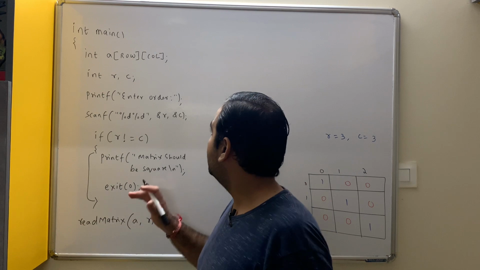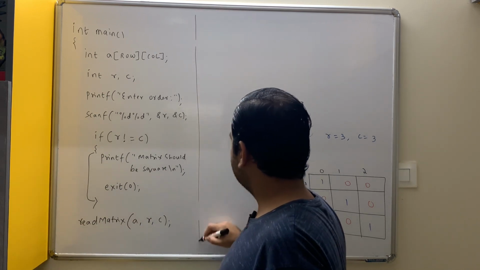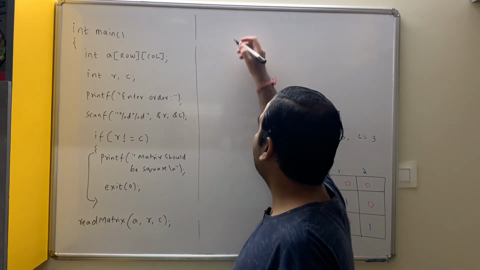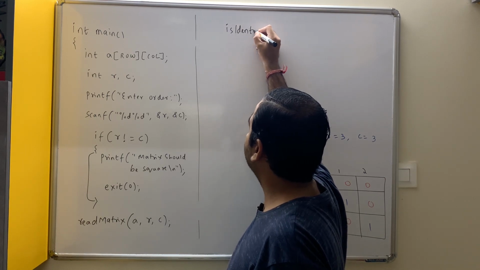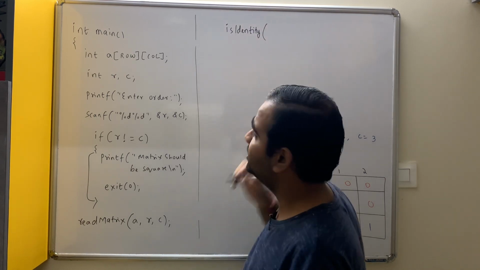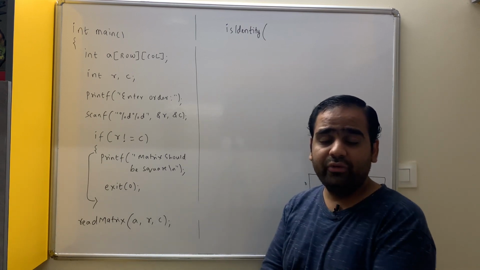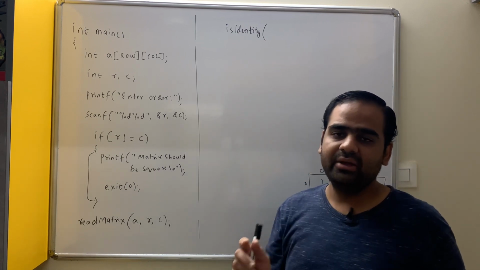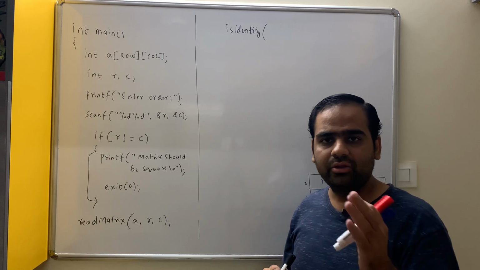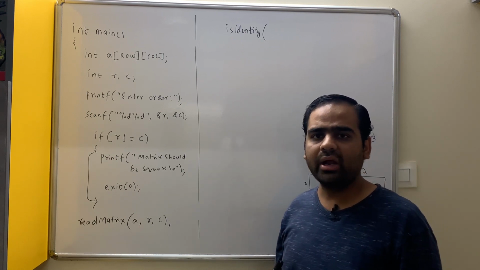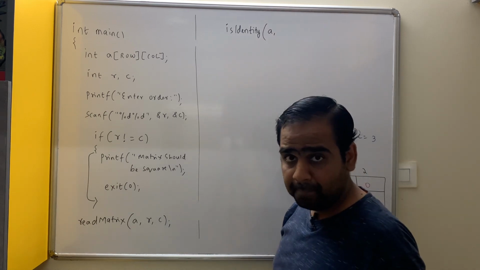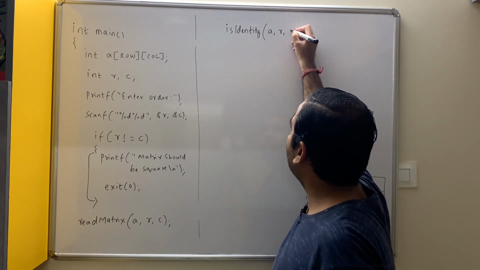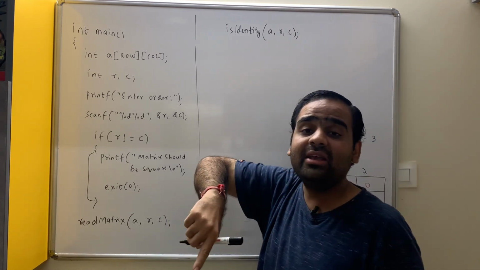Now, what I want to do with the matrix read is check whether it is an identity matrix or not. Let us write one function called isIdentity, which will give the answer 1 if it is an identity matrix, and it gives the answer 0 if it is not an identity matrix. Now, which matrix do I want to check? A, of what order? R cross C. And what is it giving us as the answer?